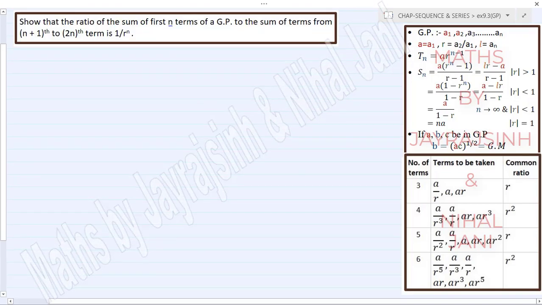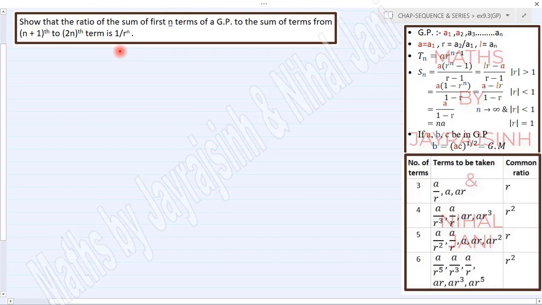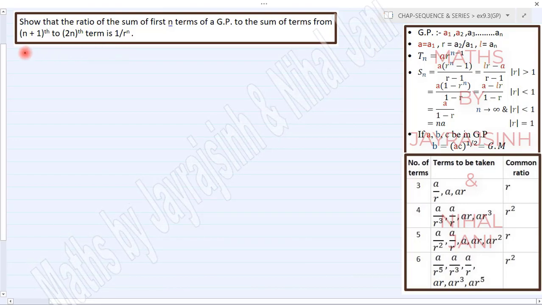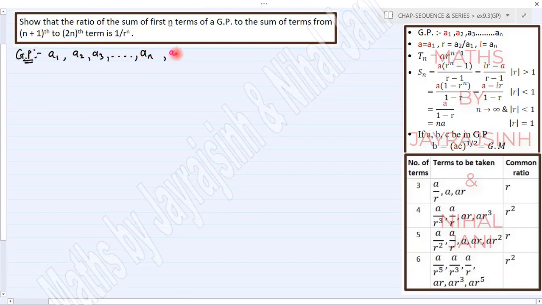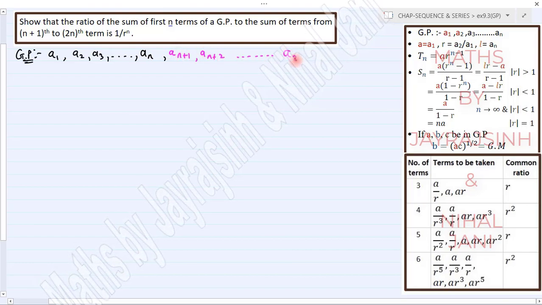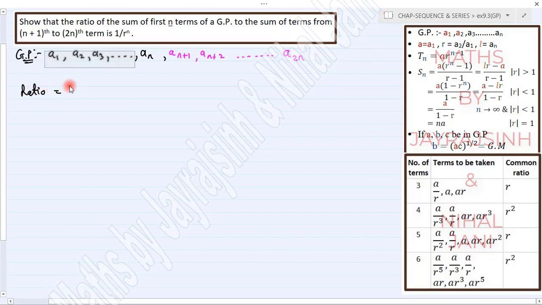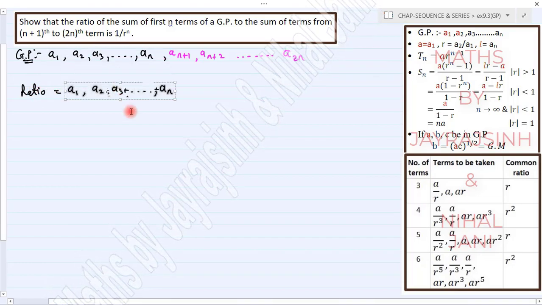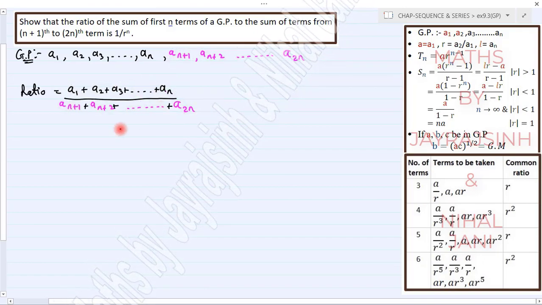In this question, we have to prove that the ratio of the sum of n terms of a GP to the sum of terms from n plus 1 to 2n is 1 upon r raised to n. So, to understand the question, let's consider one GP having first term a and common ratio r, having 2n terms. Now, we have to find the ratio of the sum of the first n terms to the sum of terms from n plus 1 to 2n.